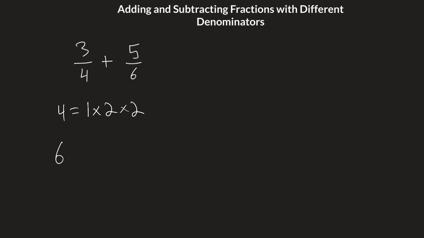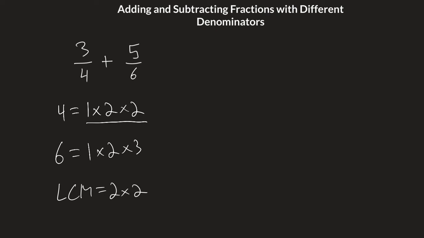For 6, it's 1 times 2 times 3. So our LCM is all of the unique factors that we have. We'll first start with the 4, which is all of those. We can skip the 1. We'll have 2 times 2.